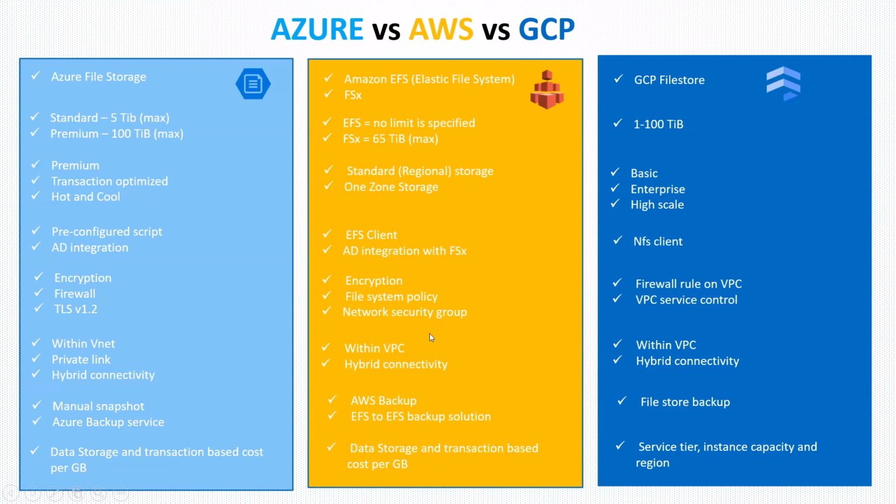So overall, we talked about file store. It is not compulsory that when you go to Azure, AWS or GCP, you have to use these services. These are PaaS-based services with very good features. You can leverage those features and use them, or else you can go with some third-party solution as well.